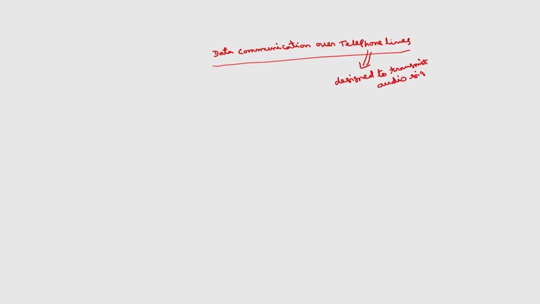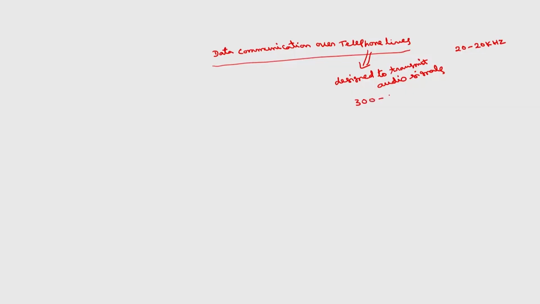What is the bandwidth of audio signals? Normally we call it 20 Hz to 20 kilohertz, but most of the practical signals lie in the range of 300 to 3300 hertz. This is called the articulation range. So most of the audio frequencies lie in this range.